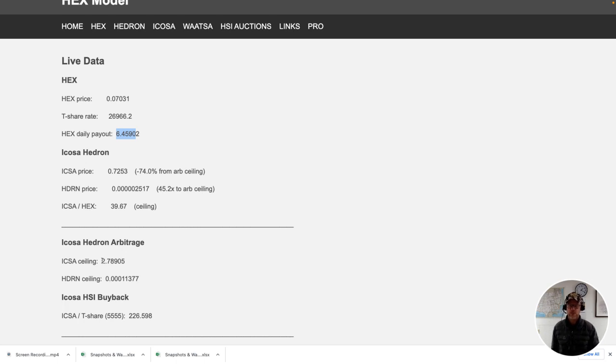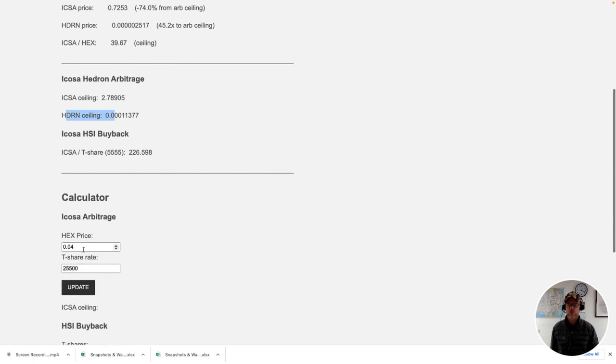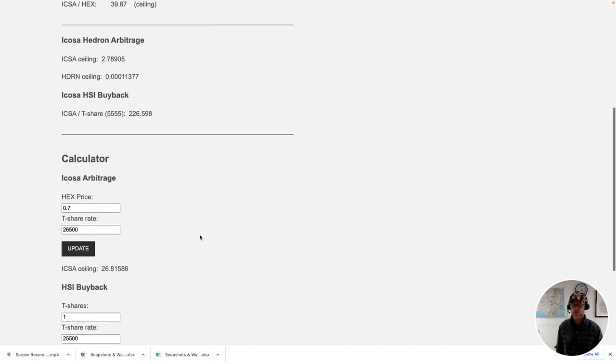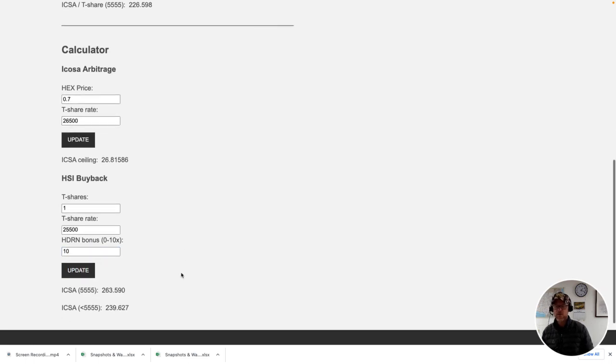And the ICOSA ceiling arbitrage, Hedron ceiling, and an HSI buyback. It's pretty cool. A little calculator here. So if the hex price is 7 cents and the T-share rate is 26, let's see if I can do this on the fly, then the ICOSA ceiling is 26.82. And the HSI buyback. There's more. A 1 T-share. Ta-da, Hedron bonus. Let's make it a 10x bonus. Update. See how that works?